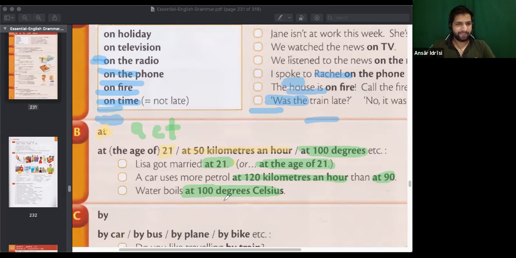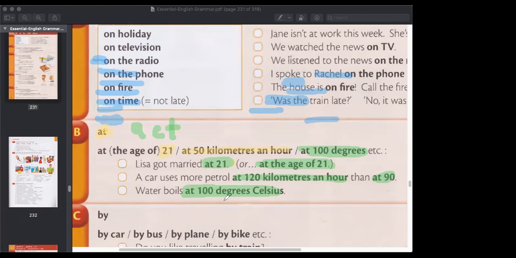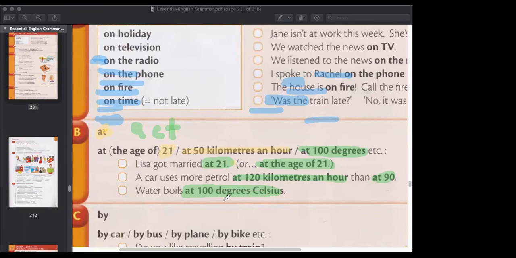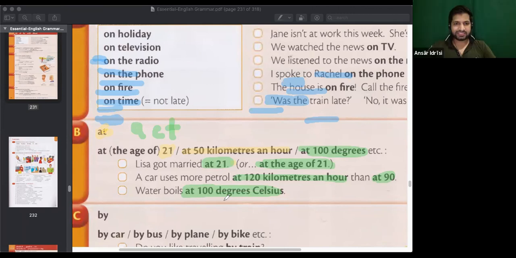Next. Mr. Jai. I wake up at 4 p.m. Correct. I wake up at 4 o'clock. The train departs at 5 p.m.